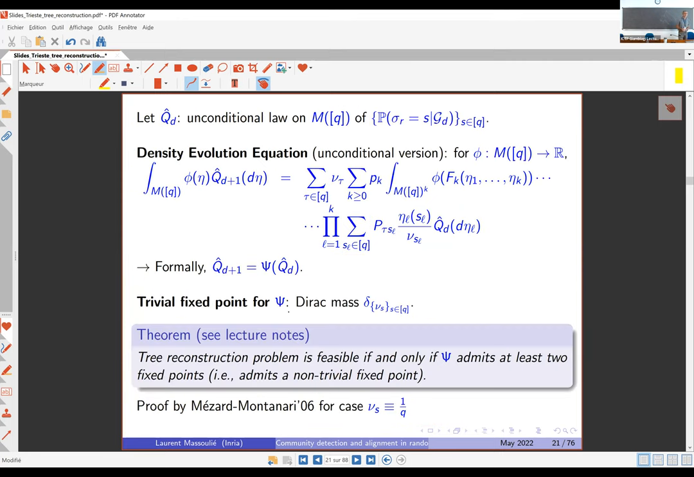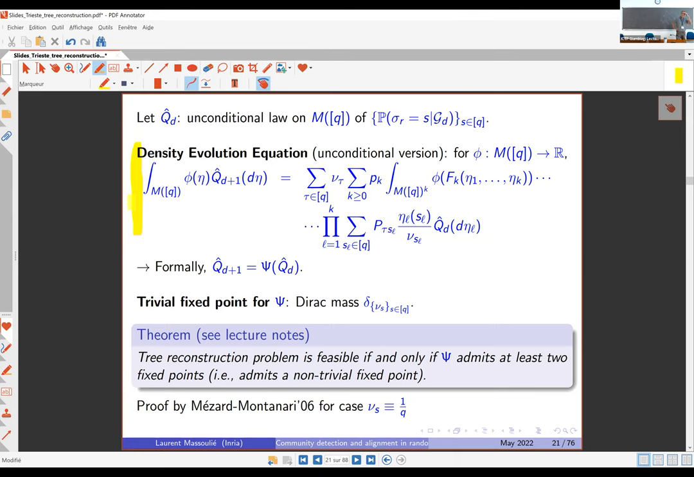You can ask what is the distribution of the conditional distribution of the spin at the root without making any conditioning on this value of the spin at the root. So it turns out that this unconditional law is an average of the conditional distribution Q hat tau D I was writing. And so you can similarly deduce from the previous one a fixed point, an evolution equation for this distribution as you move it.